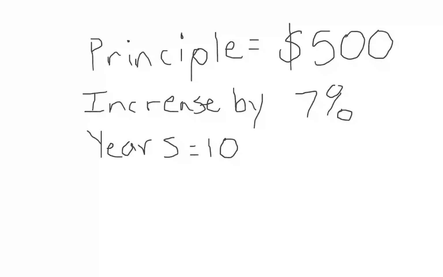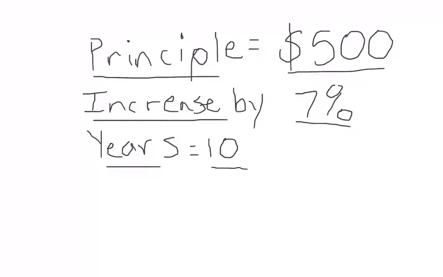Okay, so I'm making this video to help with compounding interest. And as you can see for this problem, I'm starting with a principal of $500. It's increasing by 7%, and it's doing that for 10 years. And right now we're just going to talk about compounding interest that just happens once per year.